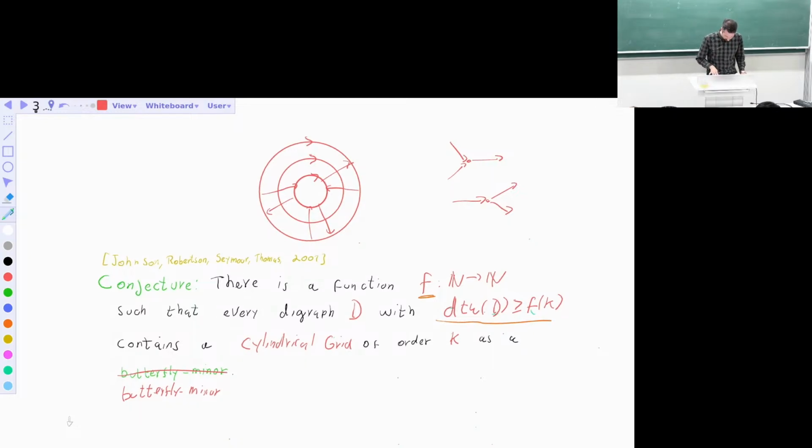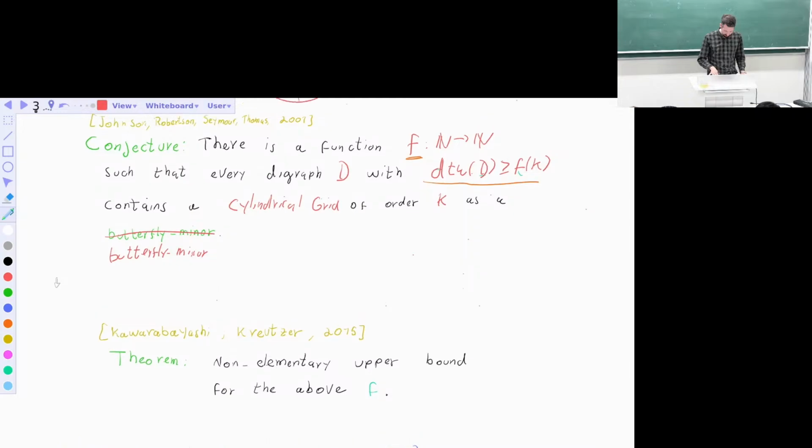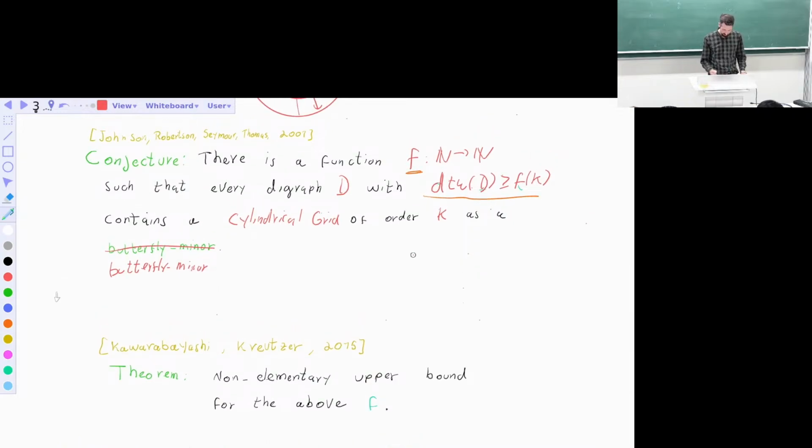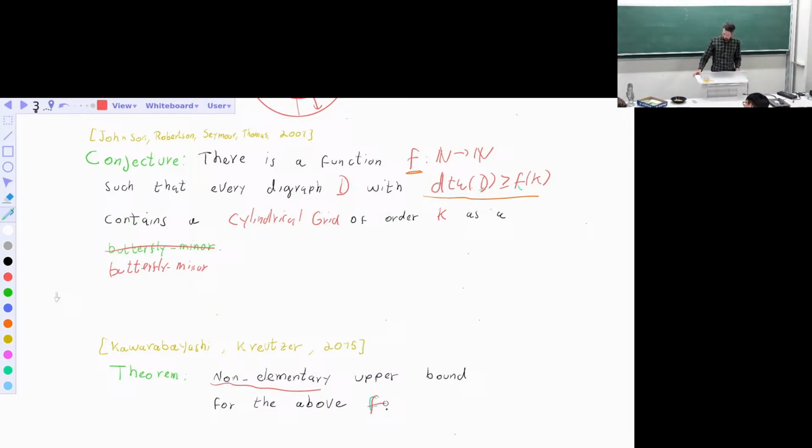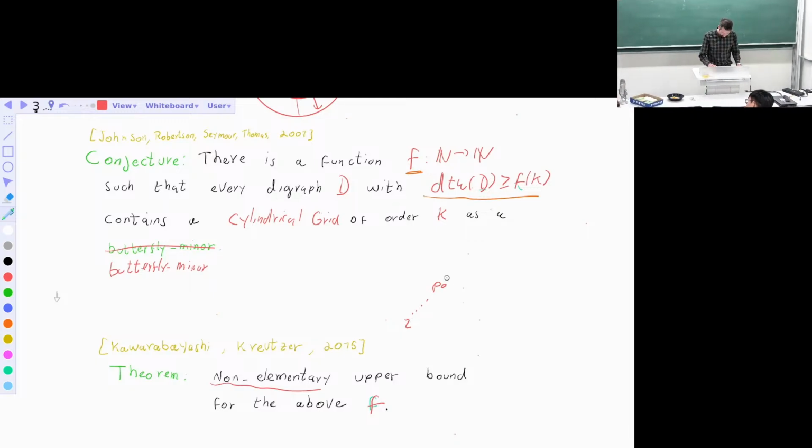This was conjectured in 2001, and then a couple of years later, Kawarabayashi and Kreutzer gave a non-elementary upper bound for this function f. I'm not going to give you the exact definition of what elementary means, but if you have a function which grows faster than some power tower, where the number of 2s that you stack on your power tower is again some function of k, then this is not elementary.